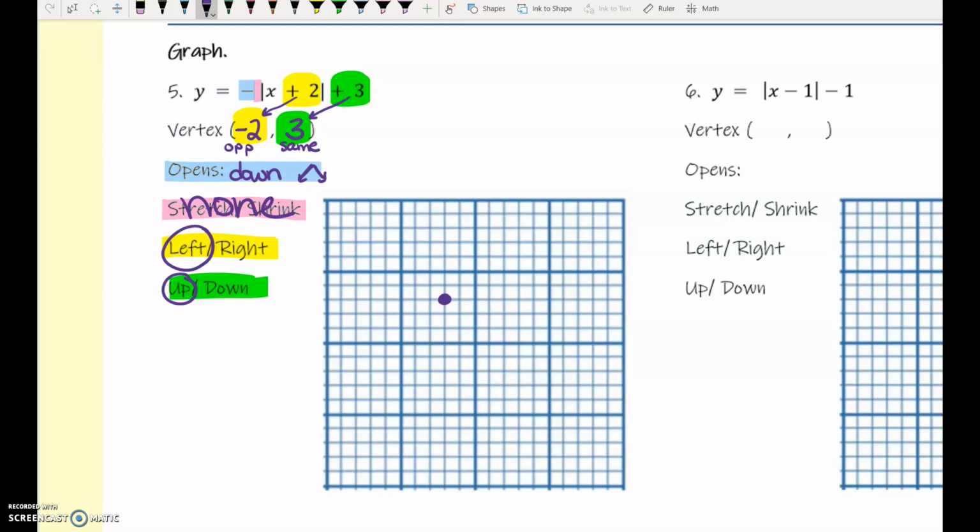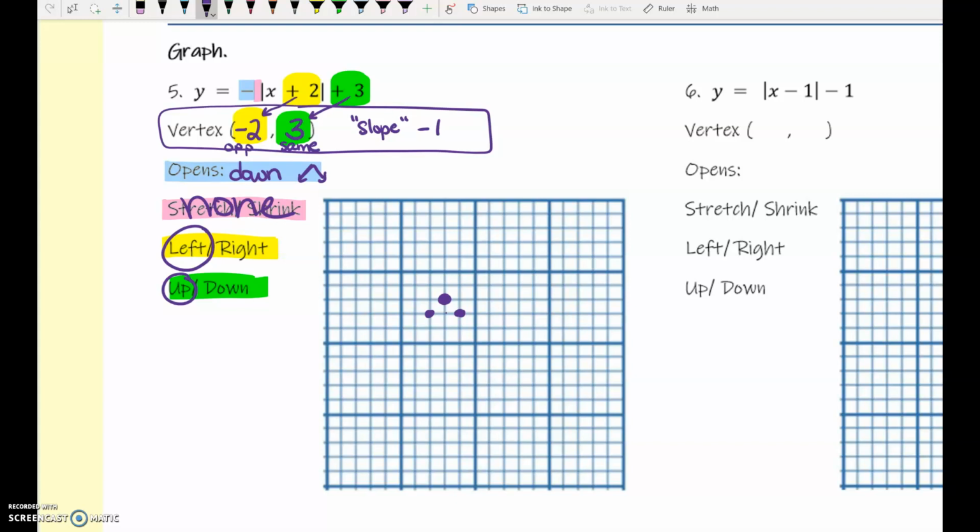Okay, now do you really need all of this information to graph it? No. All you really need is the vertex and then how to get some more points. So we're not really supposed to call this the slope, but we're going to call it the slope. This one has a slope of -1. That means that from the vertex, we're going to move down 1, right 1. But also from the vertex, we're going to move down 1, left 1. We have to create that V shape from the vertex.